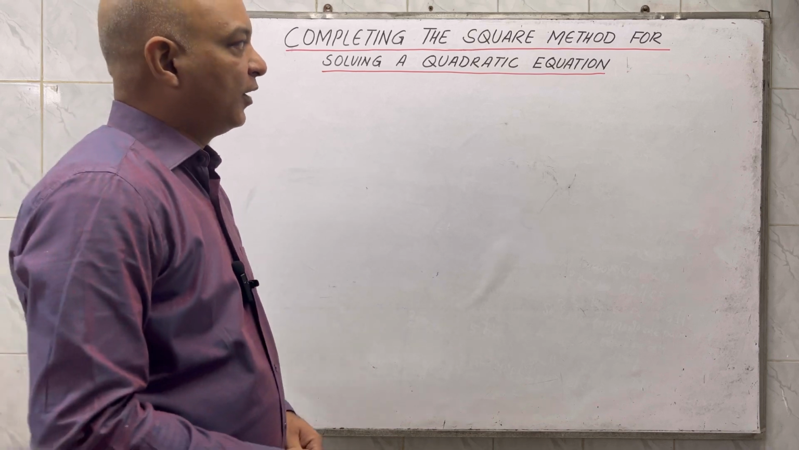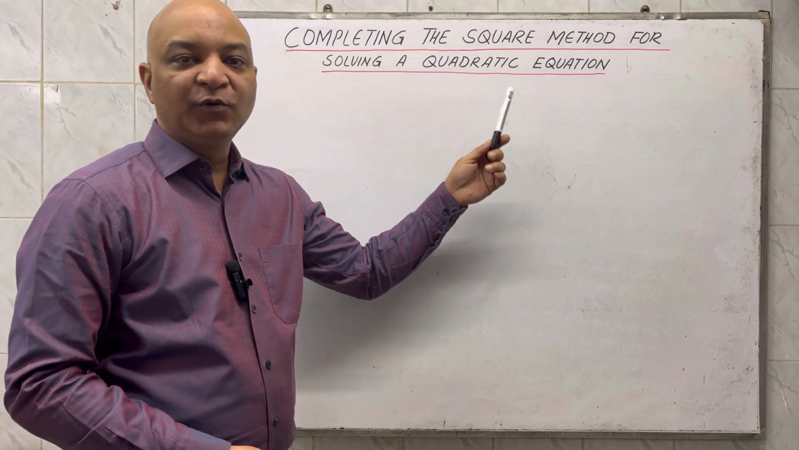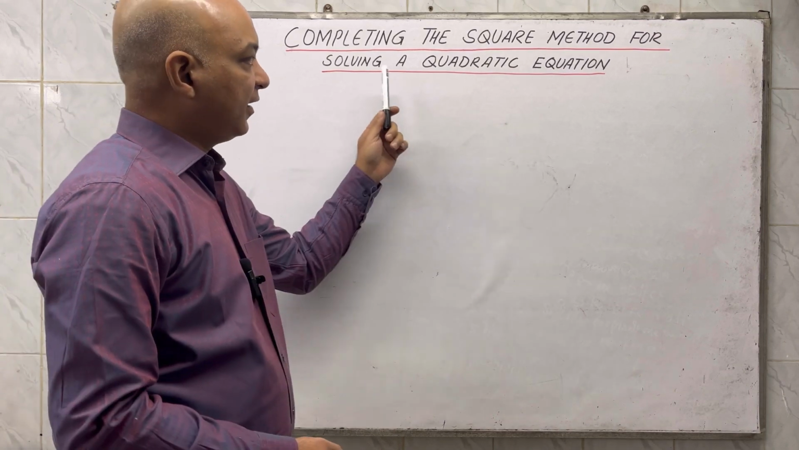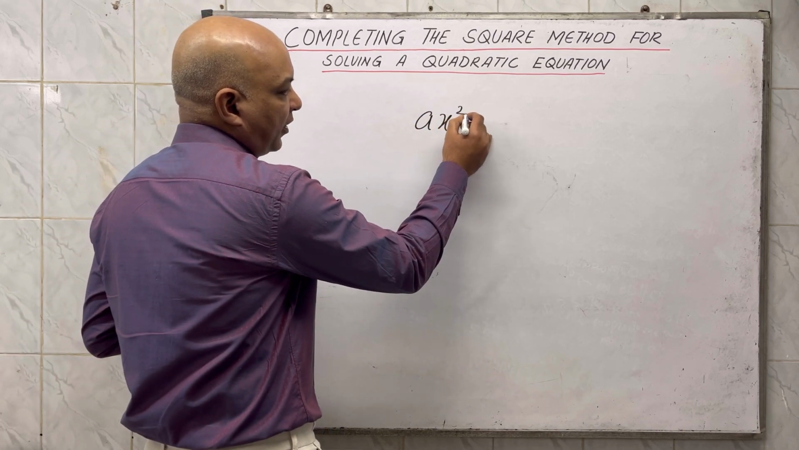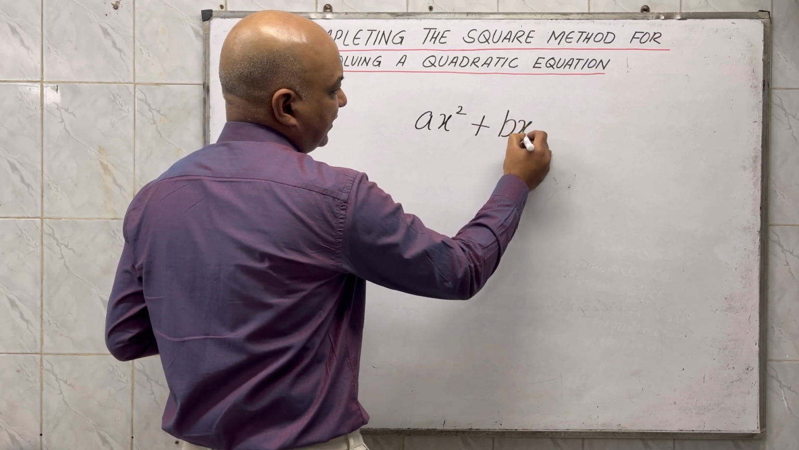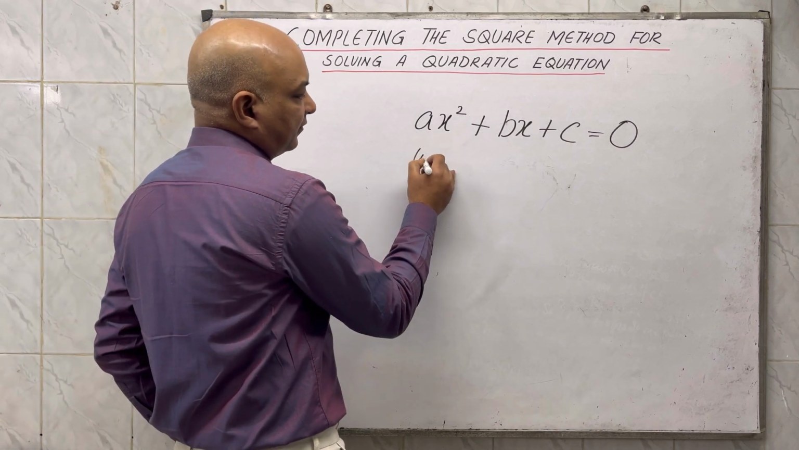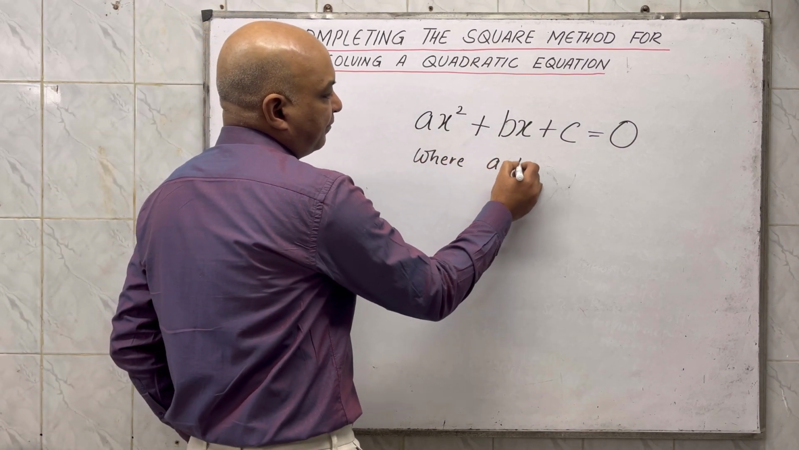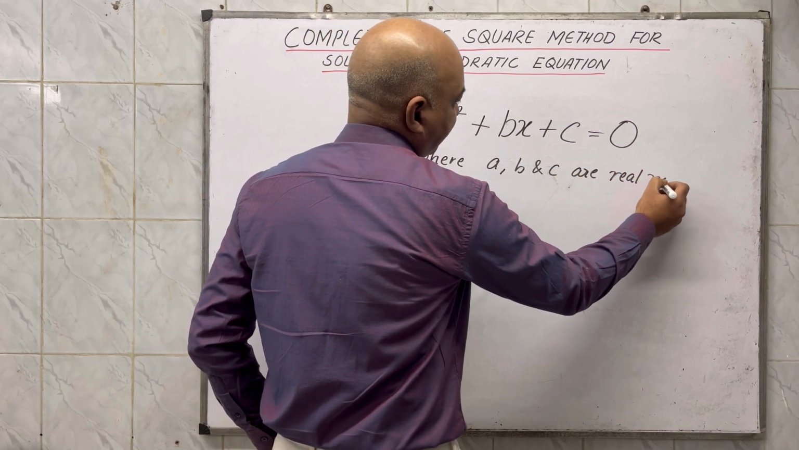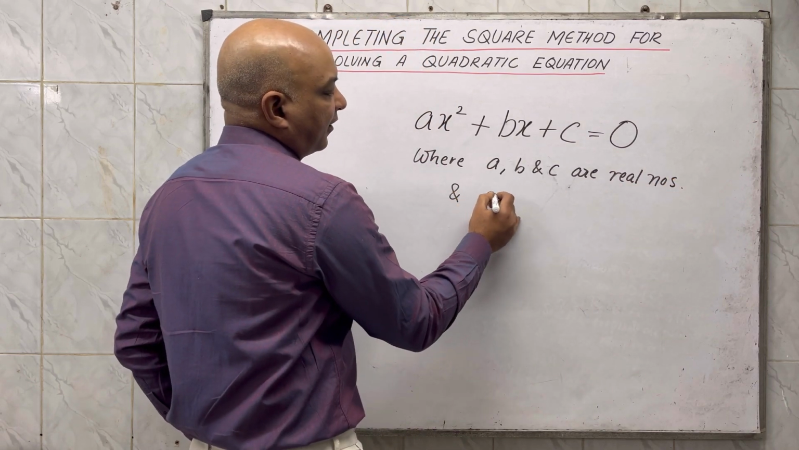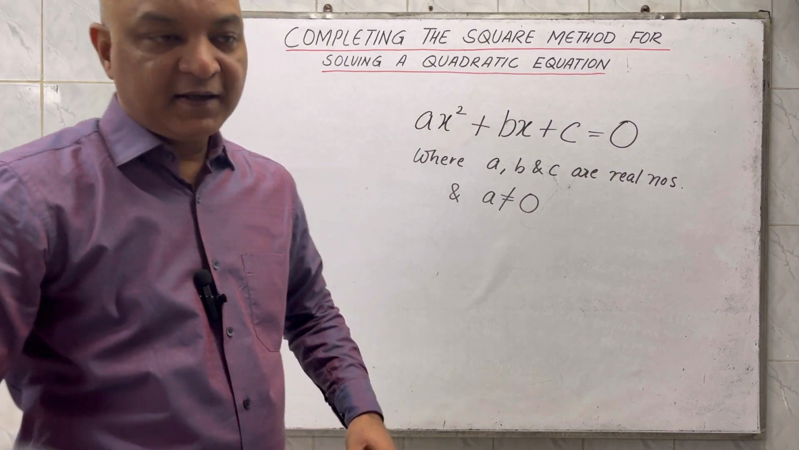In today's class, we are going to learn the method of completing the square, which can be used to solve a quadratic equation of the general form ax² + bx + c = 0, where a, b, and c are any real numbers and a is not equal to 0. So let's start by taking a few examples.